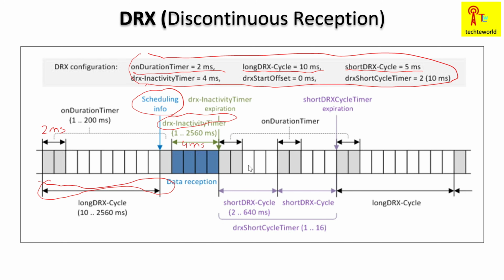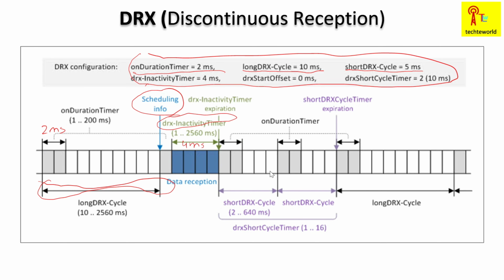it is very important to understand that after this short DRX cycle is ended, it has again started the short DRX cycle, which is again 5 millisecond duration, out of which 2 millisecond is for the on period and 3 millisecond is the off period. And you can see that there are 2 times the short DRX cycle.